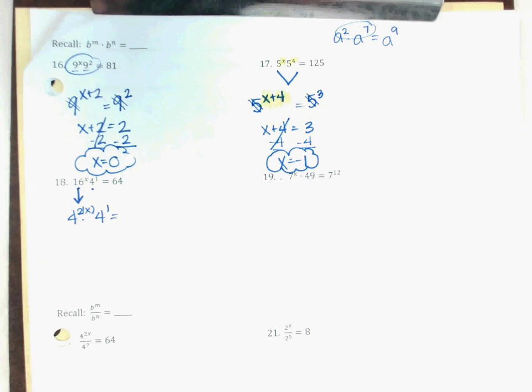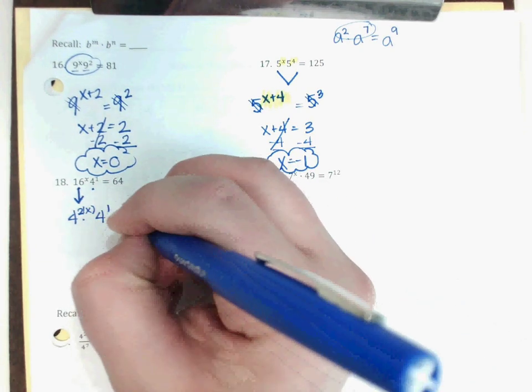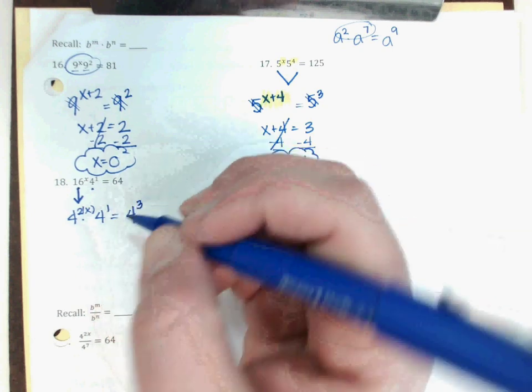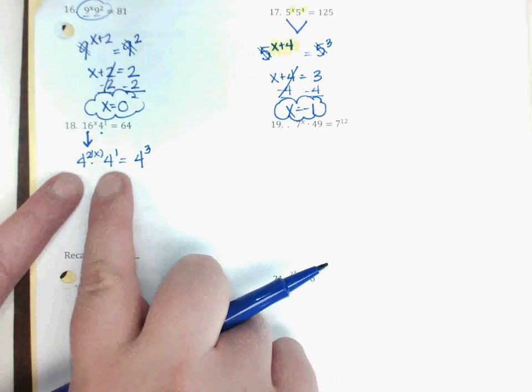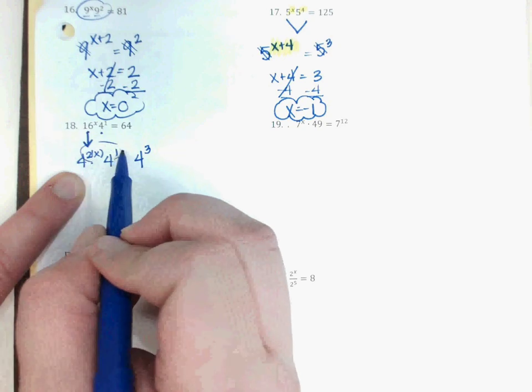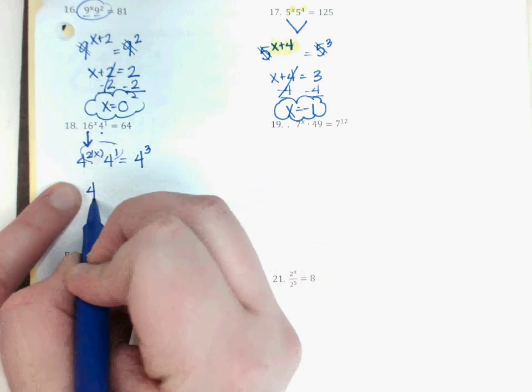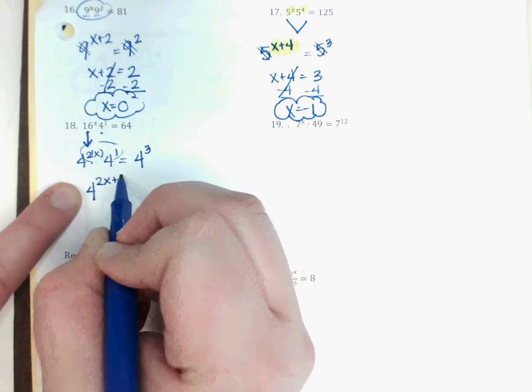Let's convert 64 as well. What is that as a base 4? 4 to the 3. Now, from here, what do I do if I have 2 base 4s? I combine them by adding the exponents. So I would have 4 to the 2x plus 1.